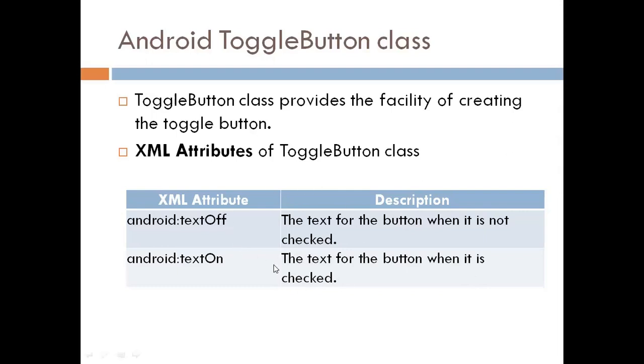So whenever we drag and drop toggle button into our XML file, at that time we have to set these two XML attributes, text off and text on.